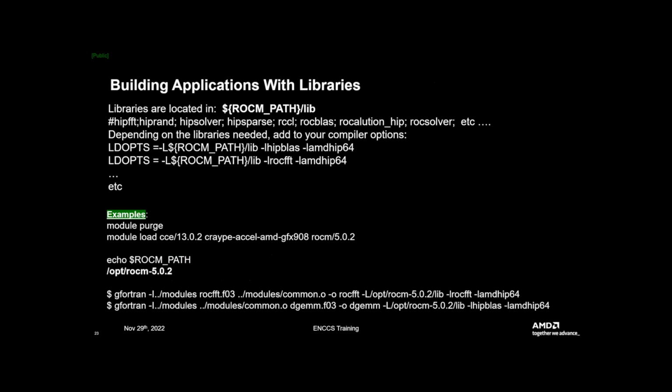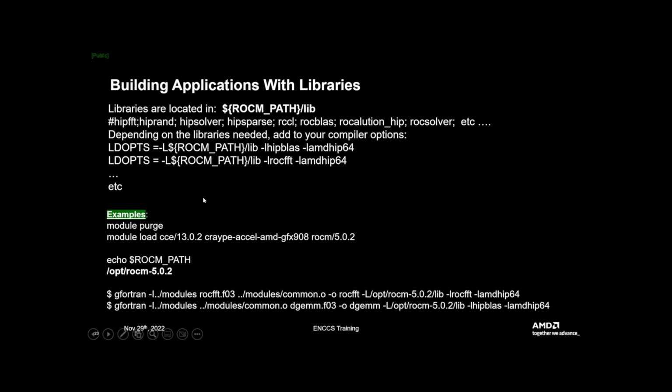Now, I showed you a simple example of building an offloading application. In real life, we have other examples that use math libraries. How do you build them? You just add to your makefile the instructions to integrate the call to rocFFT or rocBLAS or whatever math library you are using.